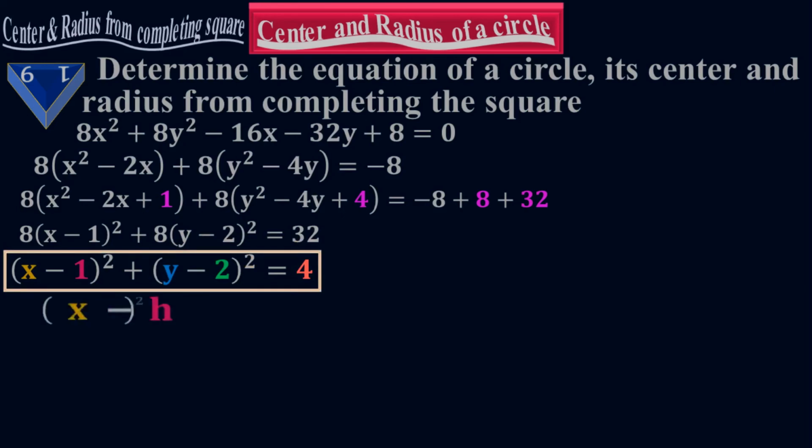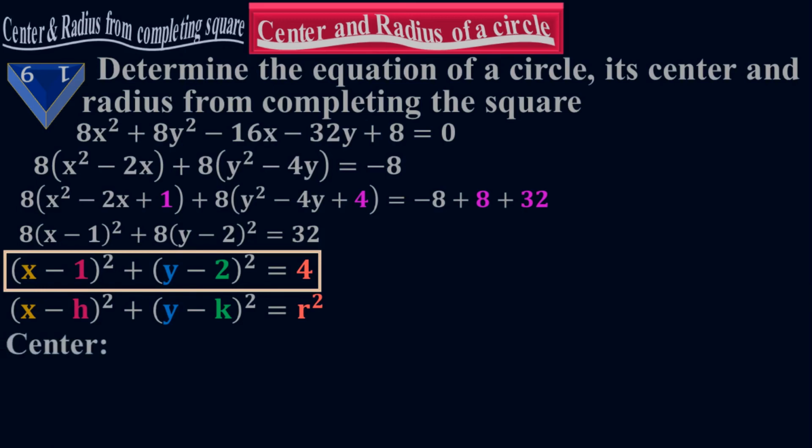From the formula of a circle, which is x minus h to the whole square plus y minus k to the whole square equals r square, my h is 1 and k is 2. There is a negative sign here, therefore my h is positive 1. There is a negative sign, therefore my k is positive 2. My r square is 4. Remember, it is r square, not r. So when you take the square root, it will be 2 square. This 2 will be the radius of the circle.